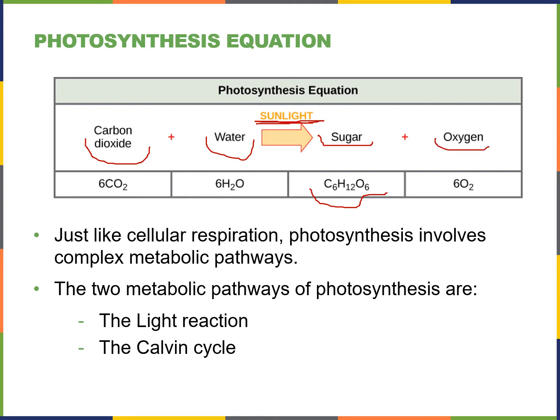So just like we talked about the complex metabolic pathways, glycolysis and the TCA cycle and oxidative phosphorylation in cellular respiration, there are complex metabolic pathways in photosynthesis as well. And we're going to highlight these two metabolic pathways. The first one we're going to talk about is the light reaction, and the second one is known as the Calvin cycle.